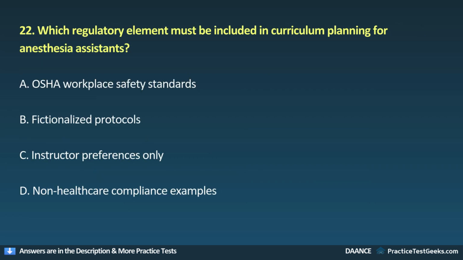22. Which regulatory element must be included in curriculum planning for anesthesia assistants? A. OSHA workplace safety standards. B. Fictionalized protocols. C. Instructor preferences only. D. Non-healthcare compliance examples.